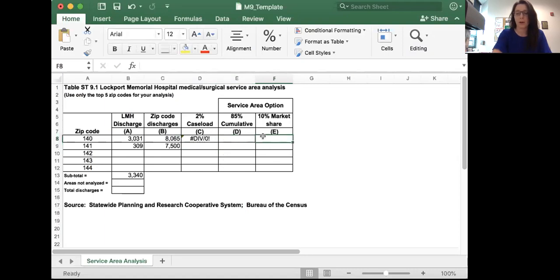And then 10% market share is calculated by taking the number of discharges from your hospital from that zip divided by the total number of discharges from that zip code. So in this case, from zip code 140, Lockport Memorial had 37.5% of the total market share for medical and surgical inpatient care, and that would exceed our 10% cutoff. So yes, in this case, we'd highlight that cell and say, yes, that zip code is part of our primary service area analysis.